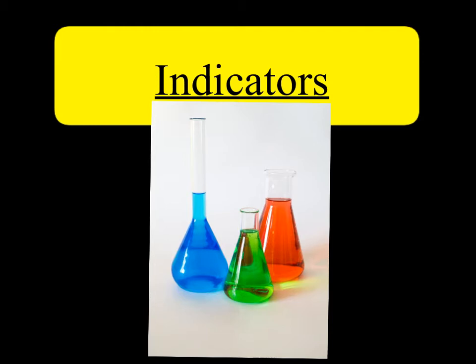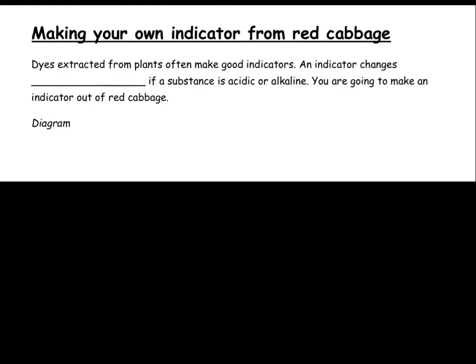Now we're actually going to make our own indicator this week. If we think back to the indicator that we've already talked about, litmus indicator, we've already seen that litmus changes colour to red in acid and blue in alkali. So we've already covered one. But we are actually going to make our own indicator this week from red cabbage.